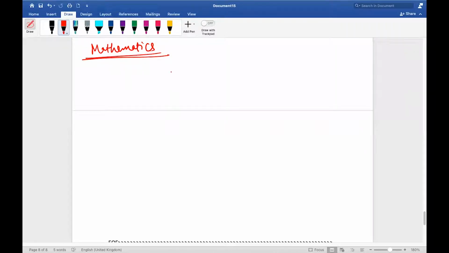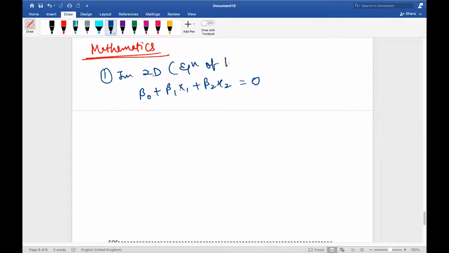Okay. So what is the equation of a hyperplane, let's say in 2 dimensions? Let's say I'm talking about 2D. What is the equation? The separator is a line, right? So you can write an equation of a line. Let's say beta naught plus beta 1 x1 plus beta 2 x2 is equal to 0. This is the equation of a hyperplane in 2D. What about 3D?